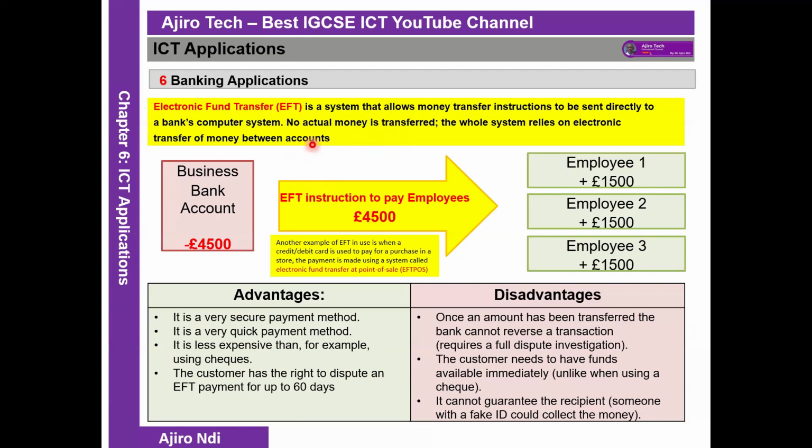The whole system relies on electronic transfer of money between accounts. Now, let's say this is the business account, let's say this is Ajiro Tech, and this is the money I want to pay to. Let's use Citibank.